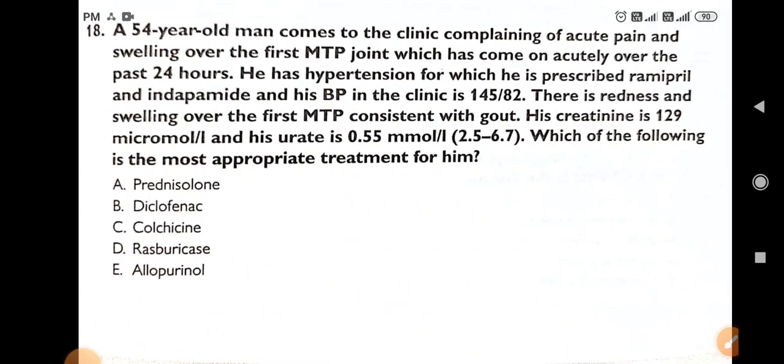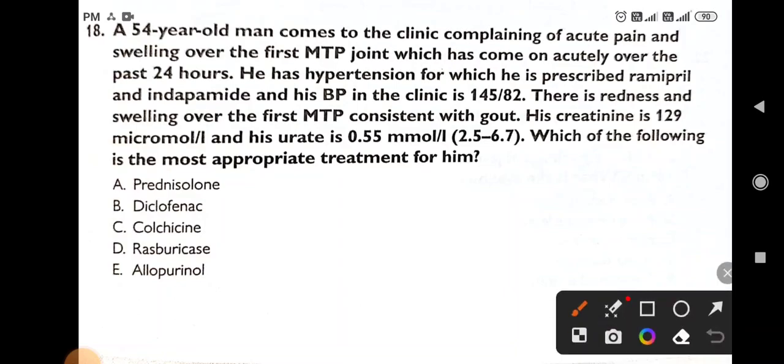Now, a 54-year-old man comes to the clinic complaining of acute pain with swelling over the first MTP joint, which has come on acutely over the past 24 hours. He has hypertension for which he is prescribed ramipril and indapamide, and his BP in the clinic is 145/82.